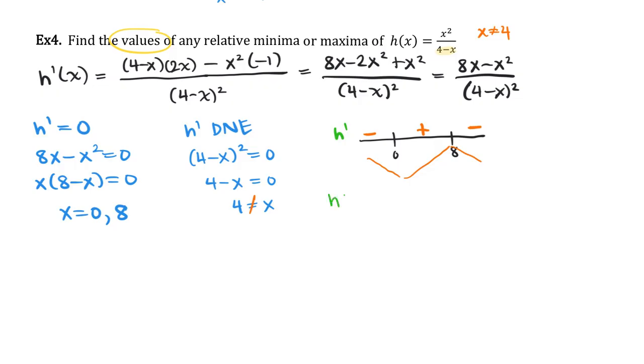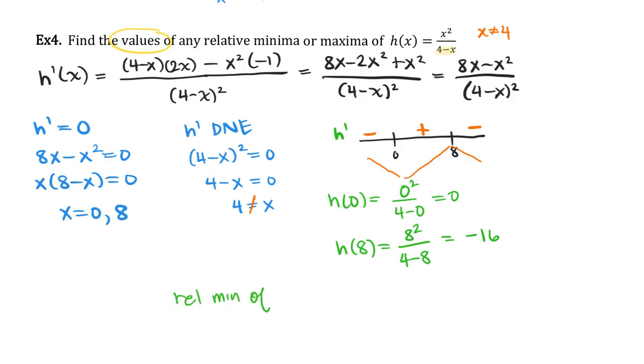So if I do h of 0, I get 0 squared over 4 minus 0, which is 0. And let me do h of 8, which is 8 squared, 64, over 4 minus 8. 64 divided by negative 4 is negative 16. Okay, and now I'm going to write my answer. There is a relative minimum of 0 at x equals 0. There is a relative maximum of negative 16 at x equals 8.